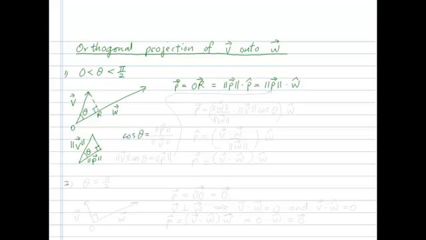Cosine of theta equals adjacent over hypotenuse, which is the magnitude of vector P over the magnitude of vector V. Multiplying both sides by the magnitude of vector V, we have the magnitude of vector V times cosine of theta equals the magnitude of vector P. We can substitute it back in the previous equation. Then vector P equals the magnitude of vector V times cosine of theta times the direction of vector W.